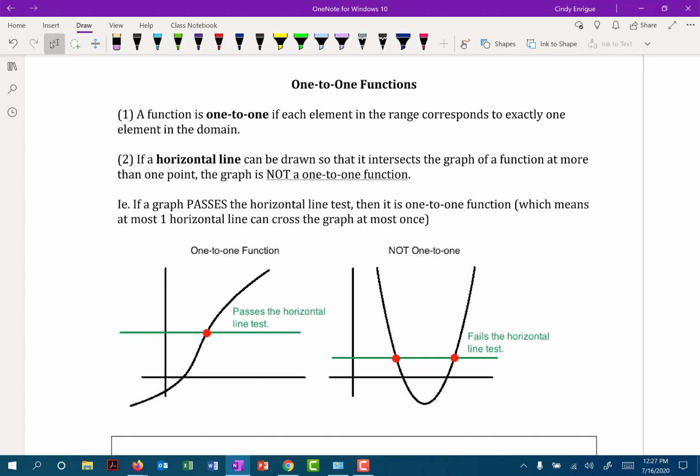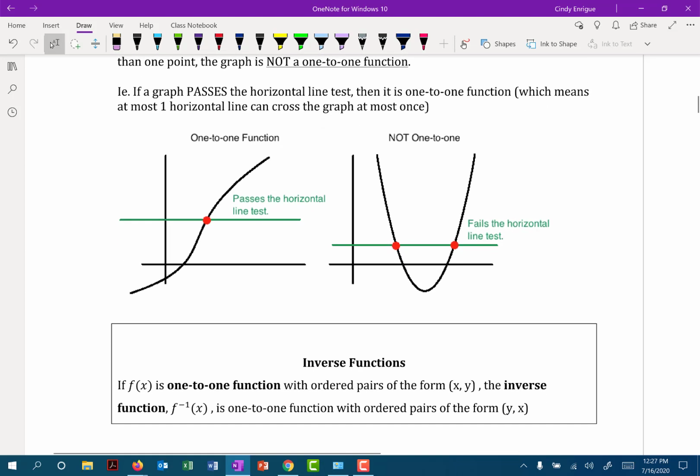A one-to-one function is a function where each element in the range corresponds to exactly one element in the domain. If a horizontal line can be drawn so that it intersects the graph of a function at more than one point, then the graph is not a one-to-one function. If a graph passes the horizontal line test, then it is a one-to-one function, which means at most one horizontal line can cross the graph at most once. So here is our visual.